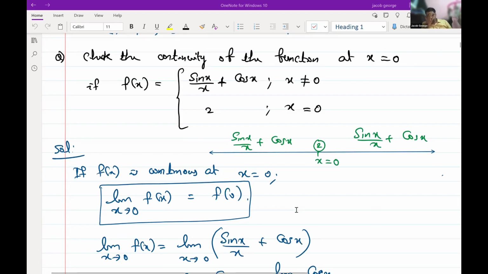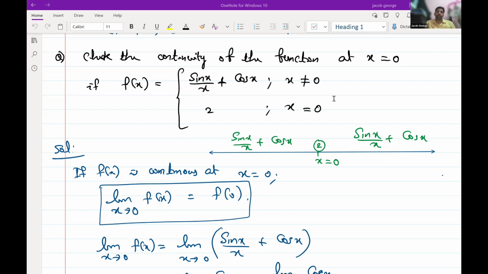X not equal to 0 means on the left of 0 and to the right of 0, the function values are the same. So here also we use the first definition. That is limit x tends to a, f of x. Here it is limit x tends to 0, f of x must be equal to f of 0.